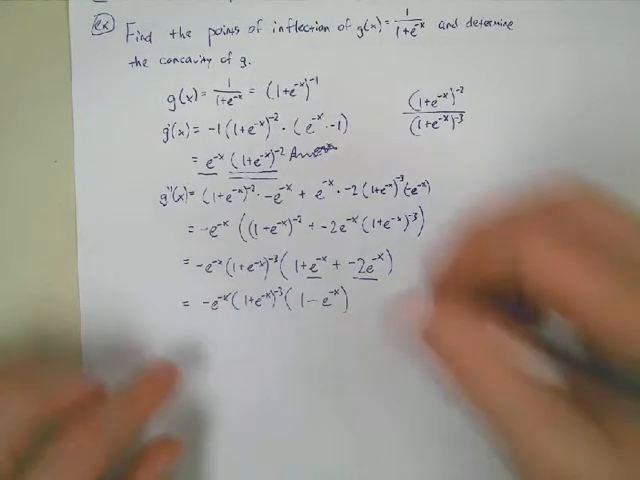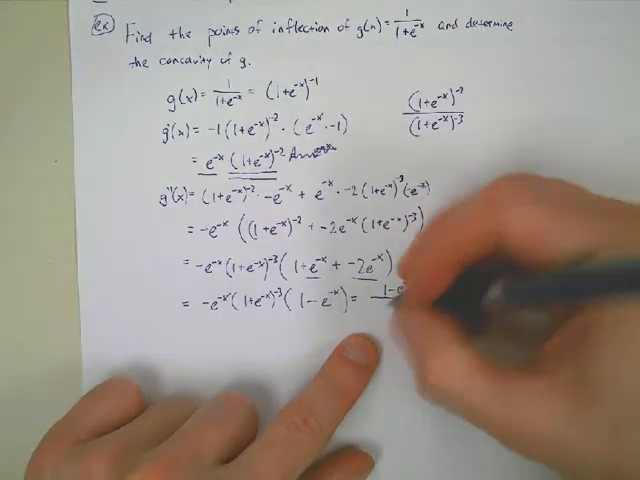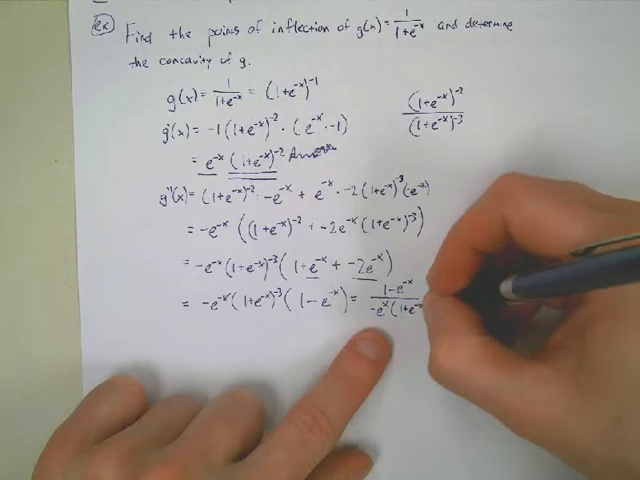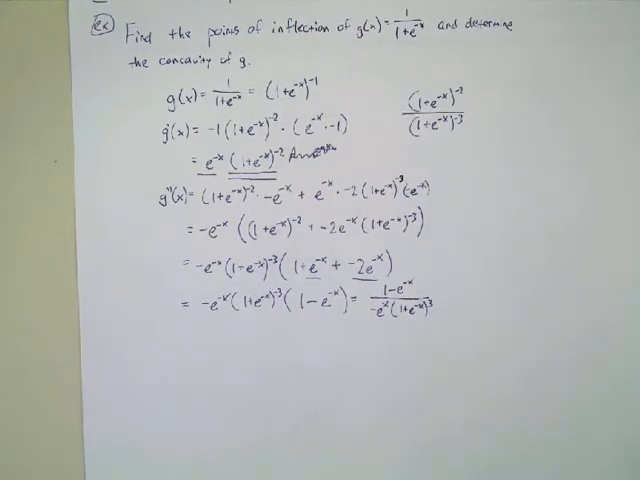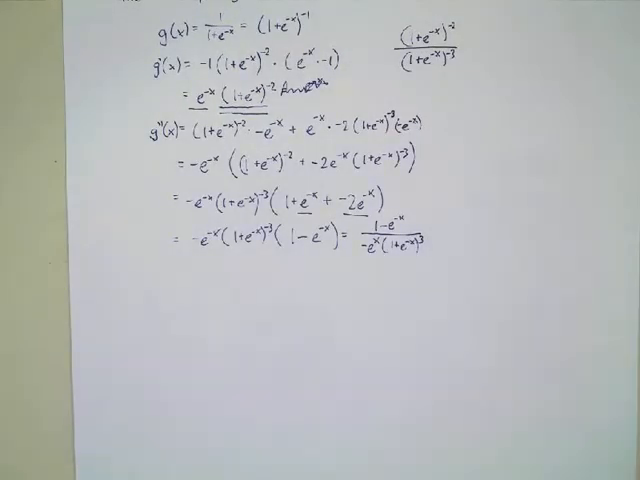All right. So now both of these terms have negative exponents. So that means they can go where? In the denominator. So we have a negative e to the positive x now, times (1 plus e to the negative x) to the positive 3. Make sure I did that right. Yes, that is correct. Okay, so there it is.